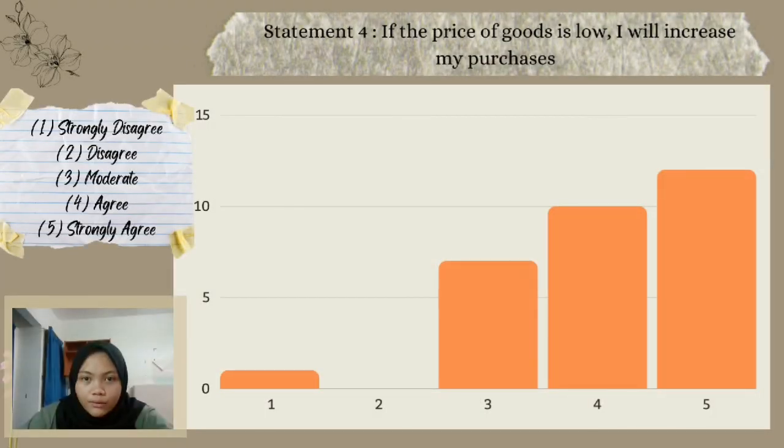Based on the survey of Statement 4, 12 out of 30 respondents answered strongly agree, which is 40%. Based on the chart, 10 respondents chose agree, which is 33.33%, 7 respondents chose moderate, which is 23.33%, while 0 respondents chose disagree, and the rest, 1 respondent, chose strongly disagree, 3.33% out of 30 respondents.